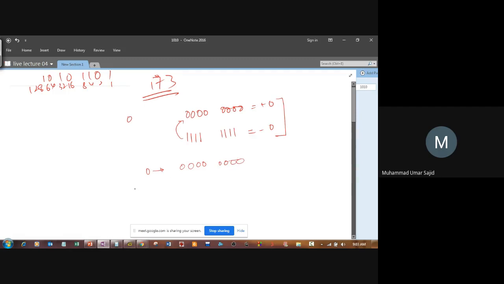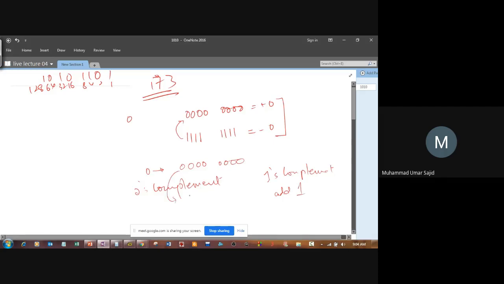Now, if I take the two's complement, the process which you have seen in the recorded lecture was: take the one's complement, that is, invert all the bits, and then add one. So if I invert all the bits, I get 1111 1111, and I add one to it. 1 plus 1 in binary is 10, because 2 in binary is 10. So we have 0 here, carry here, 0 here, carry here, and so forth. In the last bit, there is a carry, and this carry is discarded. So in two's complement, we have just one representation of zero, which is all zeros.